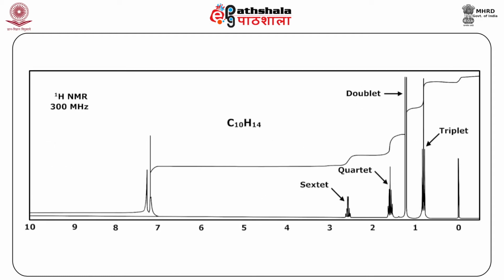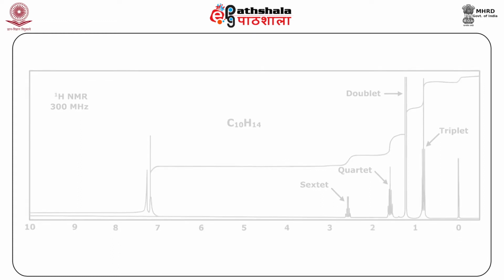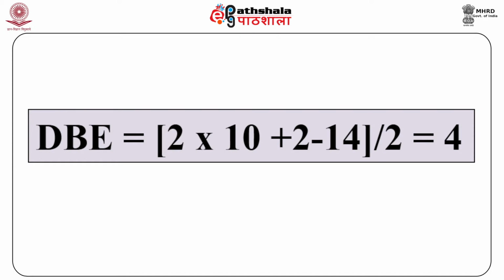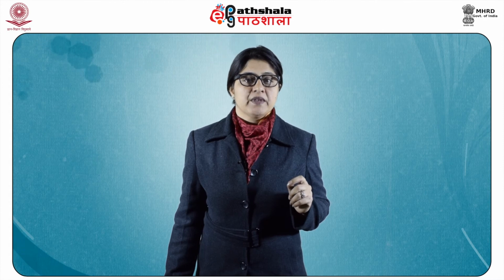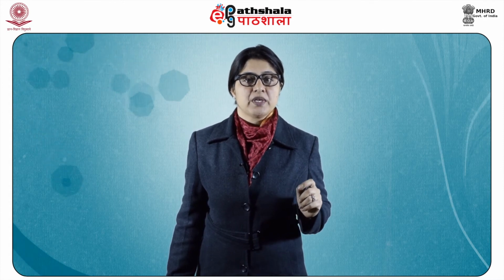The NMR spectrum of a mono-substituted hydrocarbon is provided. Its molecular formula is C10H14. Deduce the structure. Again, the spectral data is very integrated, and looking at it very carefully, we find through the molecular formula that the double bond equivalence will be (2 multiplied by 10 plus 2 minus 14) divided by 2, equal to 4. It is given that the compound is a mono-substituted hydrocarbon.